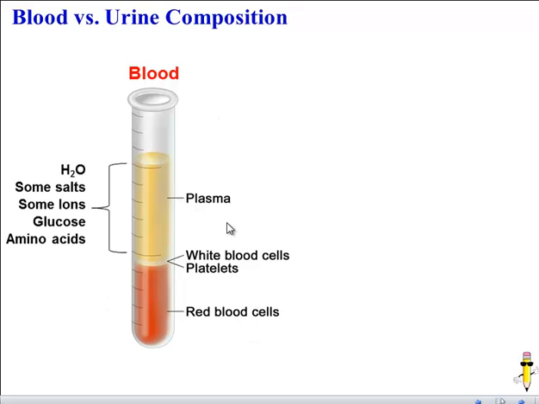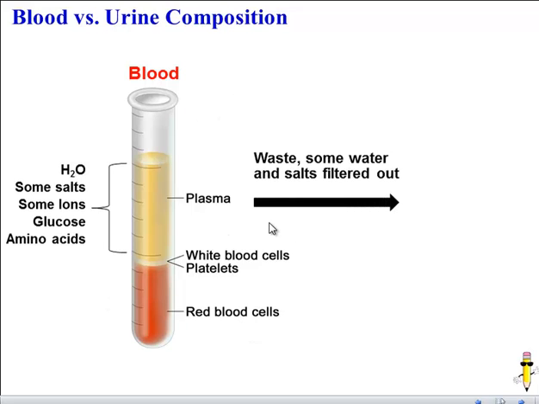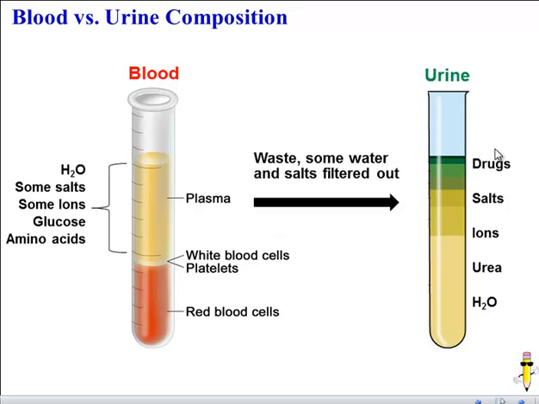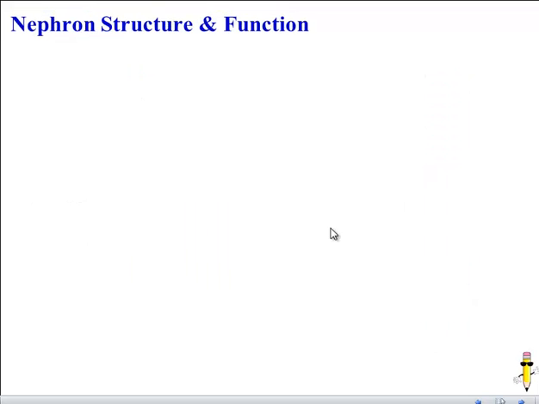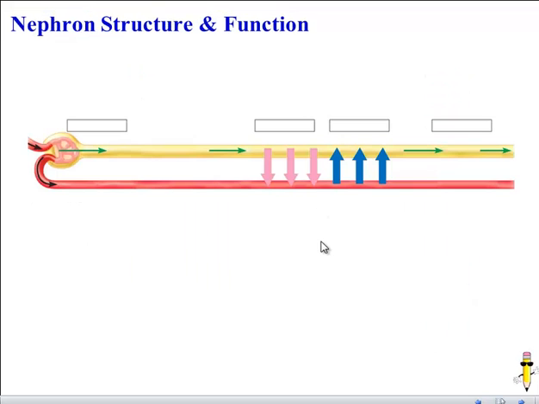So the kidney wants to leave the blood this way while making urine, which will contain drugs, salts, if there's too much salt in the body, ions, urea, which is our nitrogenous waste, and of course some water for it to be dissolved in. Let's take a look at the nephron and see how this works. This picture shows a nephron a little bit simplified. So this tube is just the nephron all stretched out. And then here we've got a capillary.